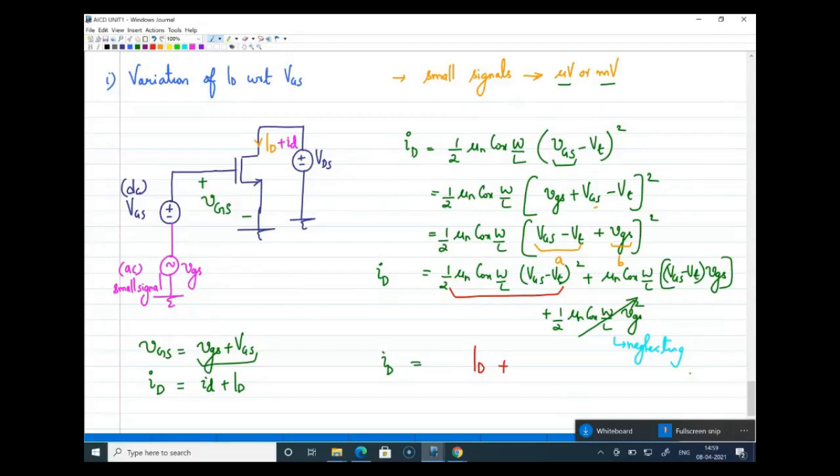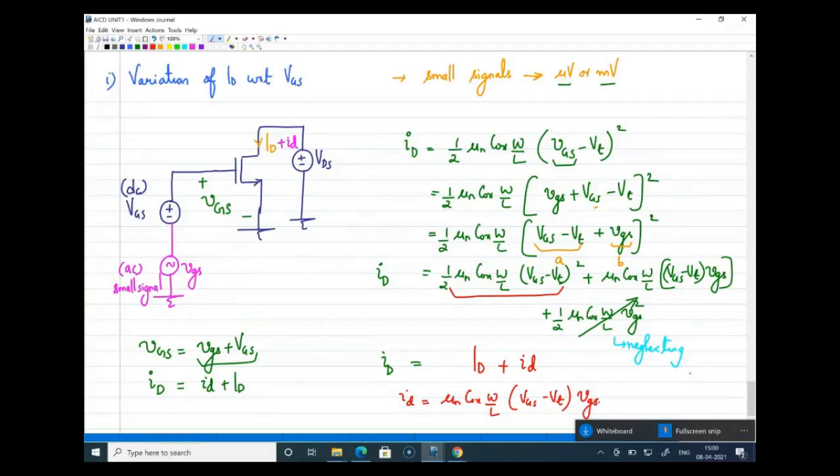What about the second term? Looks like the second term, as per our discussion before, should be the current which is the result of your small signal voltage. So I will write this as small id. Now, what is the small id? Small id is equal to mu n Cox W by L into (VGS minus VT) into small vgs.